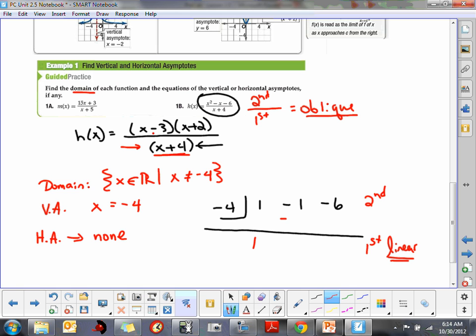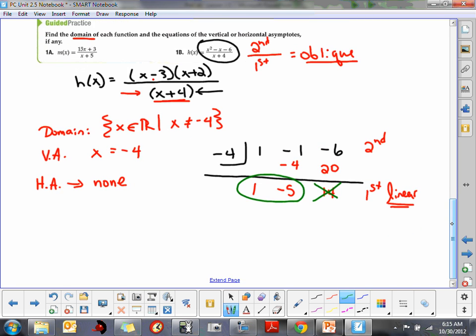Negative 4 times 1 is negative 4. Negative 1 and negative 4 is negative 5. Negative 4 times negative 5 is 20. 20 and a negative 6 is 14. Now this last step, I really don't need it, because once you start figuring this out, remember, you will disregard the remainder anyway. All you'll do is pick up the coefficients for your new equation, which is a first-degree polynomial. If we want to find the location of the oblique asymptote, it's going to be y equals, and since it's a first-degree polynomial, it'll be x minus 5.